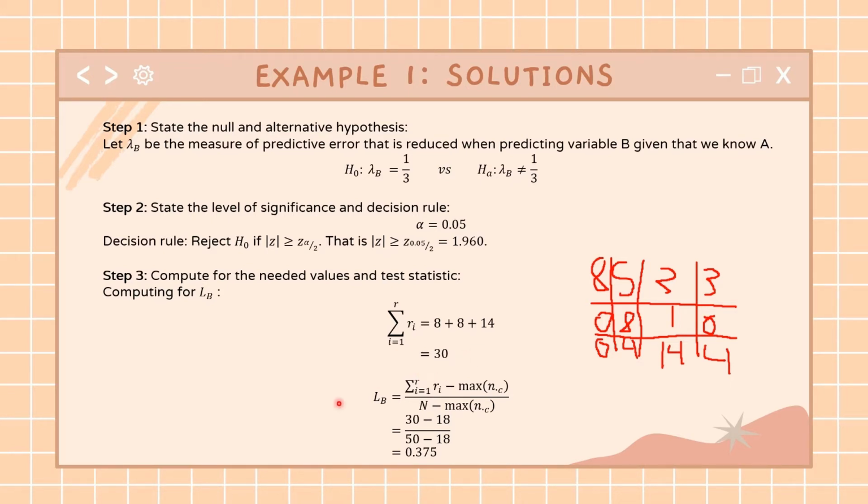Then, computing for the L sub B, we have this formula right here, and substituting the values that we computed, we have 30 minus 18, kasi itong column na to, yung maximum column total natin, over 50 minus 18, and L sub B is equals to 0.375.